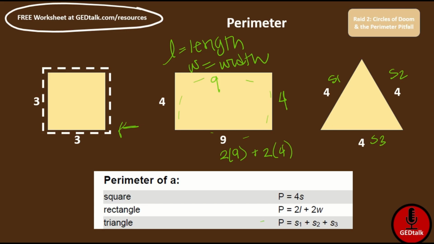So I can do 4 plus 4 plus 4, or I can do 4 times 3, and I'll still get that same answer because each side is the same. The length is 4. Please remember, you do not need to memorize these formulas to find the perimeter of these plane figures, but you do need to understand what the formula looks like and the setup of the formula.